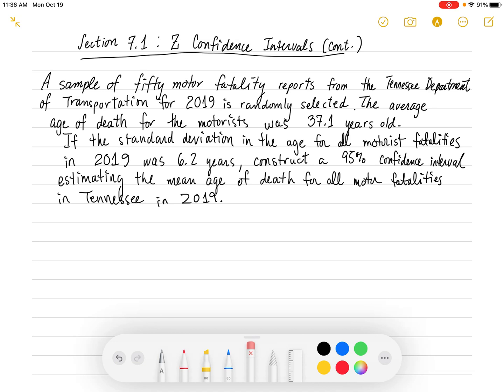So if the standard deviation in the age for all motor fatalities in 2019 was 6.2 years, so we're given the standard deviation for all motor fatalities, that's the population there, construct a 95% confidence interval estimating the average age of death for all motor fatalities in the state of Tennessee. So we want to find the average age of death or the mean age of death.